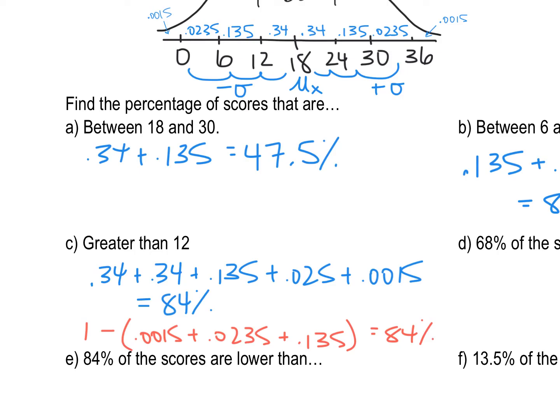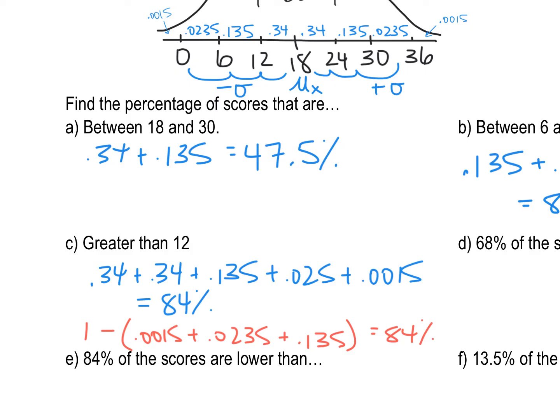Remember, if it's 12 or greater, then you can literally draw a line at 12 and highlight all of these to the right. So 34, 34, 13.5, 2.35, and 0.0015. This is what we're adding up, and that gives us our percent of 84.